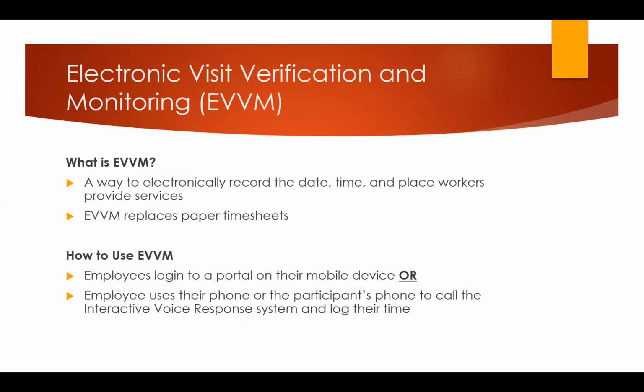Part of managing employees is making sure employees are paid on time. In the state of Alabama, workers have to use the Electronic Visit Verification and Monitoring System, also known as EVVM. EVVM is a way to electronically record the date, time, and place workers provided services. EVVM replaces paper timesheets. When using EVVM, employees log into a portal on their mobile device or use their phone or the participant's phone to call the interactive voice response system and log their time. The FMSA will pay each worker based on the time they recorded through EVVM.